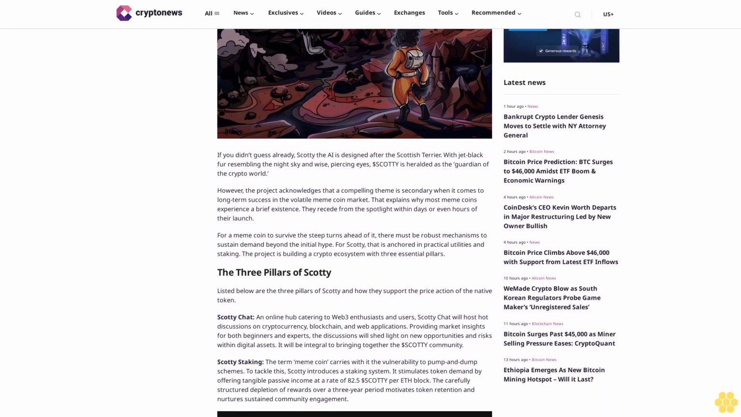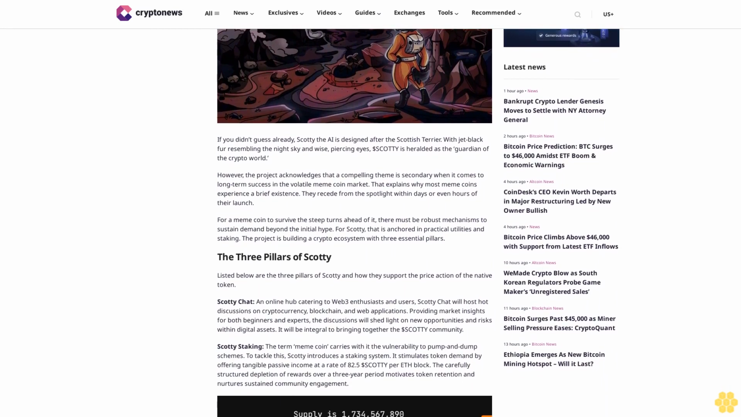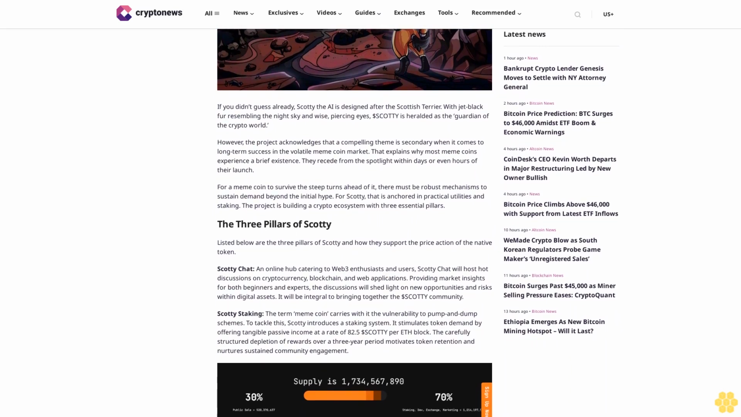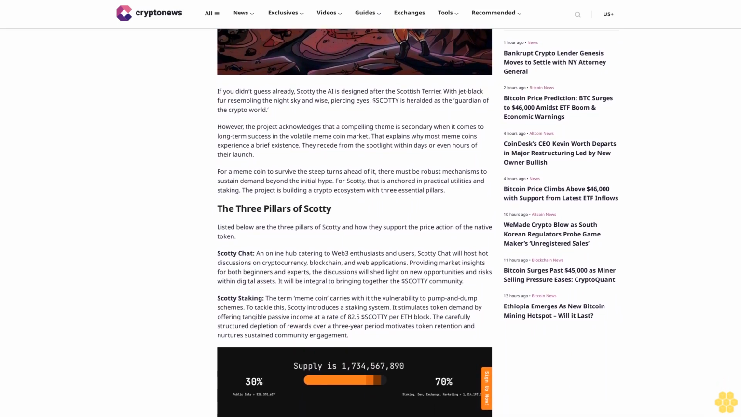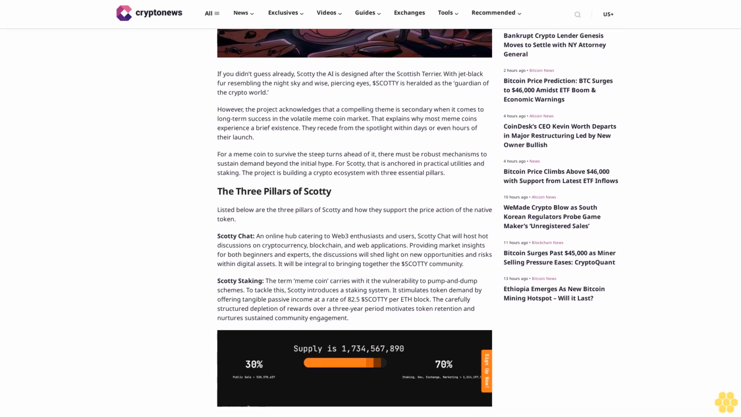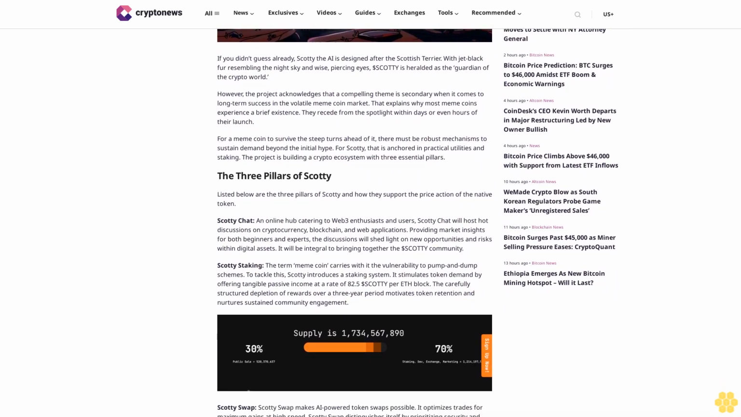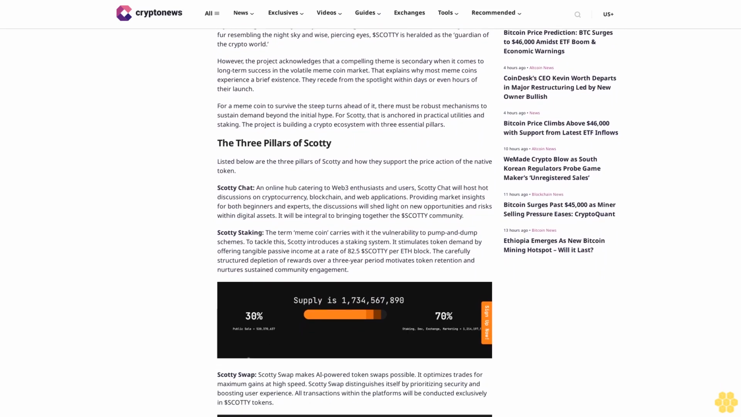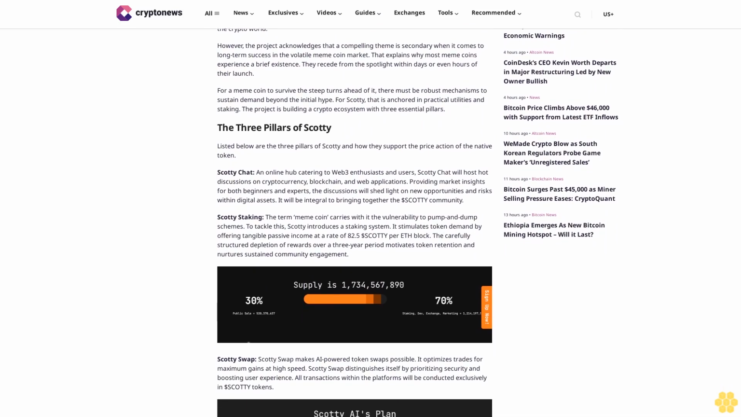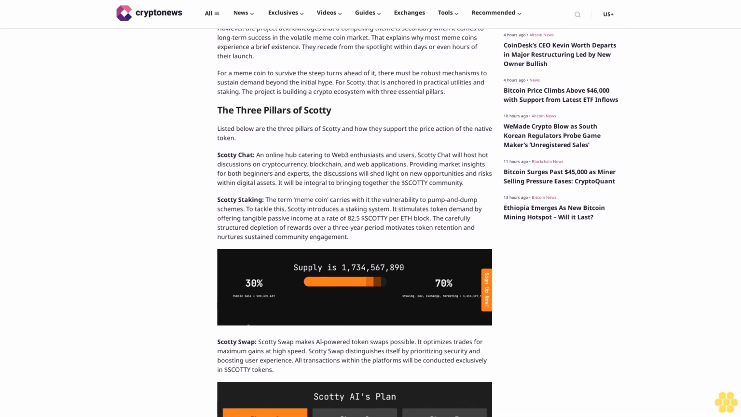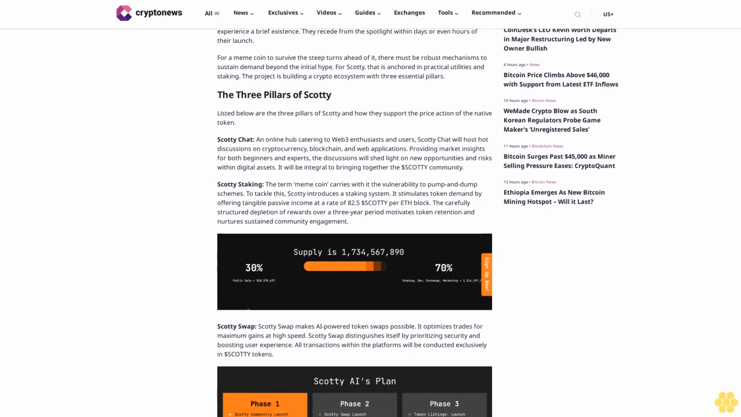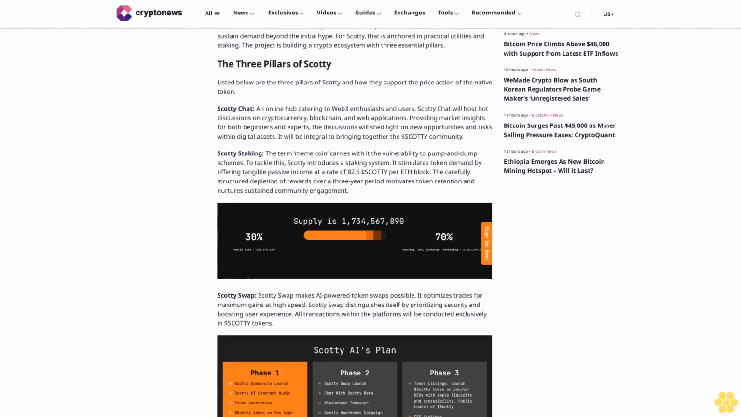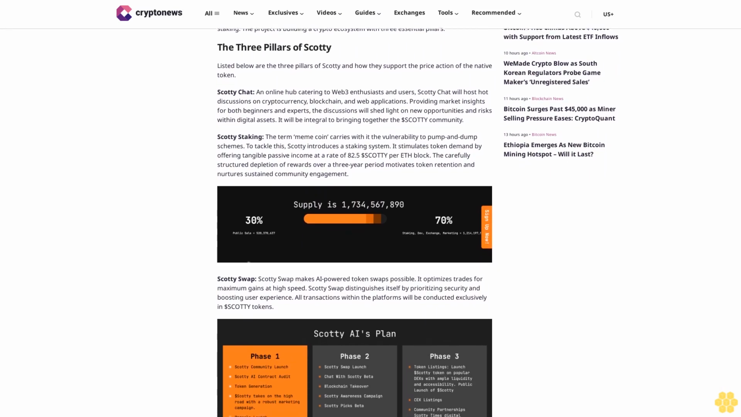If you didn't guess already, Scotty the AI is designed after the Scottish Terrier. With jet black fur resembling the night sky and wise, piercing eyes, $SCOTTY is heralded as the guardian of the crypto world. However, the project acknowledges that a compelling theme is secondary when it comes to long-term success. In the volatile meme coin market, that explains why most meme coins experience a brief existence. They recede from the spotlight within days or even hours of their launch. For a meme coin to survive the steep turns ahead of it, there must be robust mechanisms to sustain demand beyond the initial hype. For Scotty, that is anchored in practical utility and staking. The project is building a crypto ecosystem with three essential pillars.